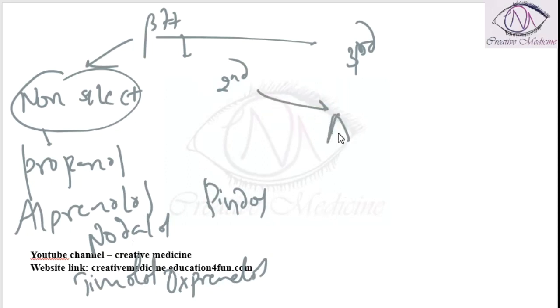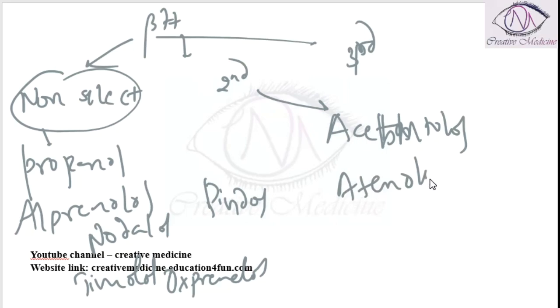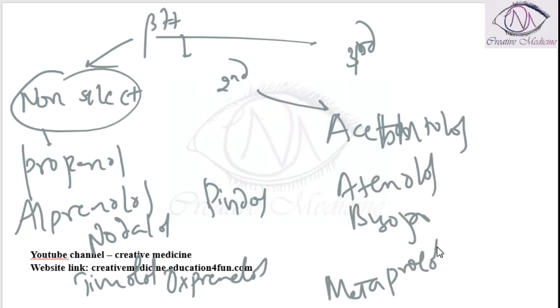Whereas second generation beta blockers include acebutolol, atenolol, bisoprolol, then we have metoprolol, and then we have esmolol and nebivolol. So second generation beta blockers include acebutolol, atenolol, bisoprolol, betaxolol, esmolol, metoprolol, and nebivolol.